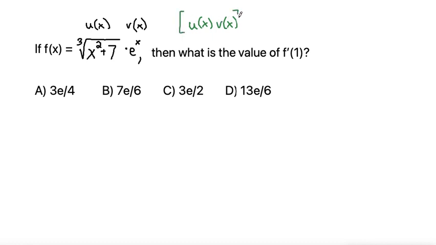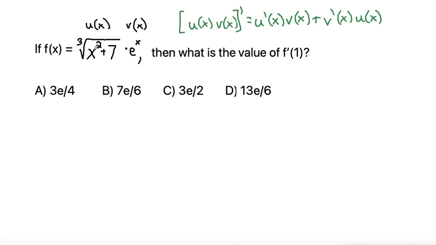the derivative of that product is equal to the derivative of the first times the second plus the derivative of the second times the first.